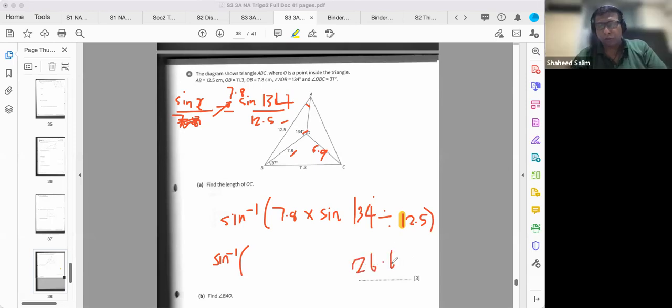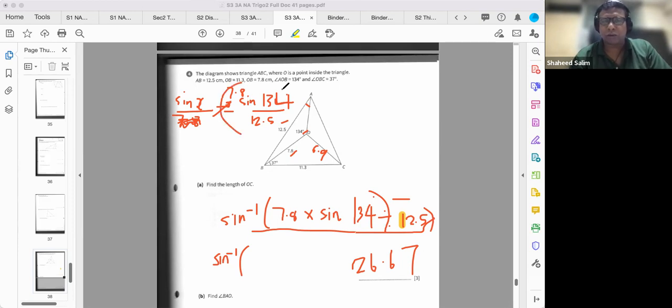Okay, you know how to put it like that, okay? You put it like that nicely. If you close the bracket here, it's a different answer. Because it means only this is inverse sine and divide by 12.5. So you must remember, when we inverse sine, it is of the whole thing.